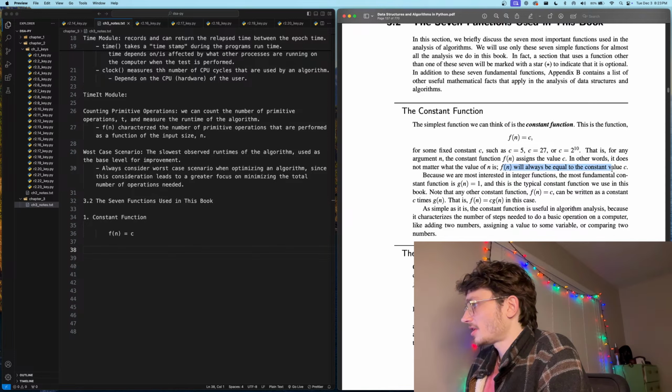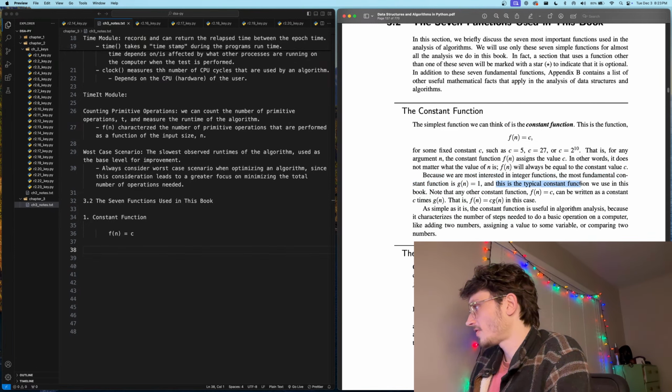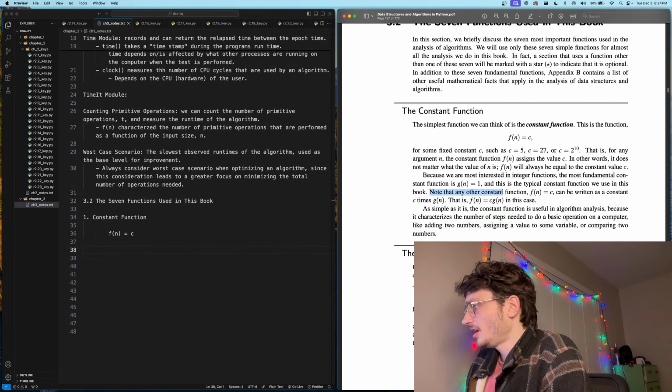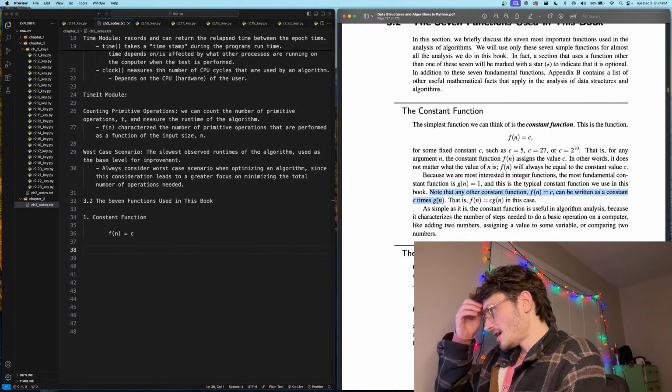F of n will always be equal to the constant value c. Because we are most interested in integer functions, the most fundamental constant function is g of n is equal to 1. And this is the typical constant function we use in this book. Okay. Note that any other constant function, f of n equals c, can be written as a constant function c times g of n. That is, f of n is equal to c times g of n in this case.